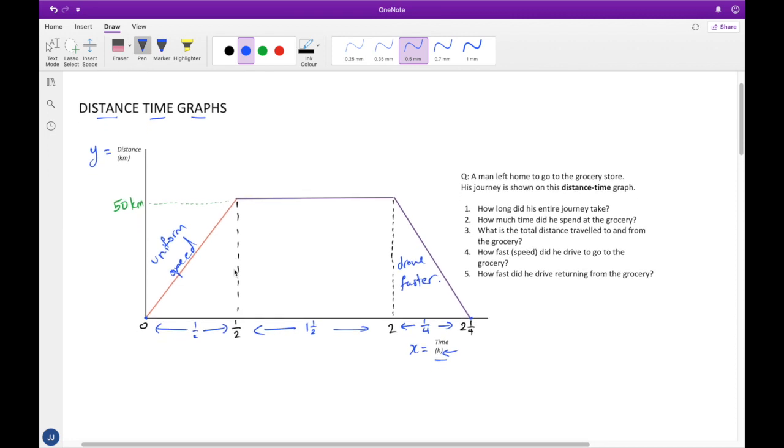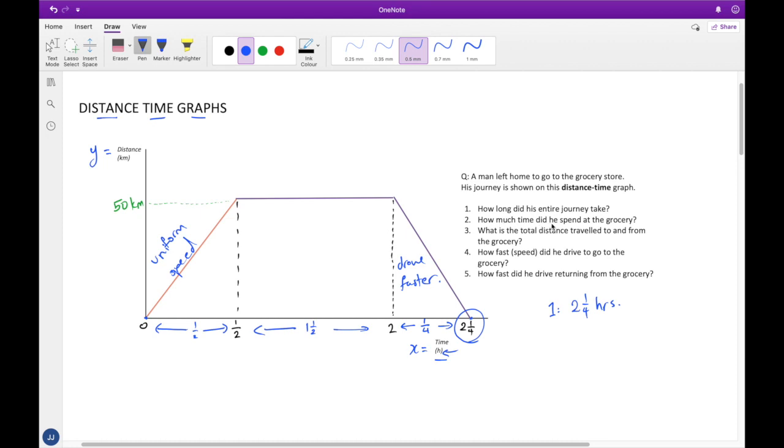So let's carry on with the question. How long did the entire journey take? Well, we can answer that just by looking at the graph here. We saw that from 0 hours, he took half an hour to get there, spent an hour and a half, and was back in 15 minutes. So the entire time took 2¼ hours. So number one, it took 2¼ hours. That's how long the entire journey took, right?